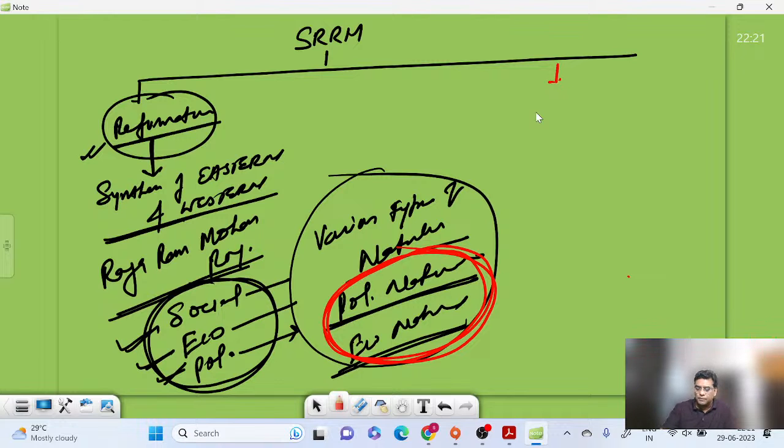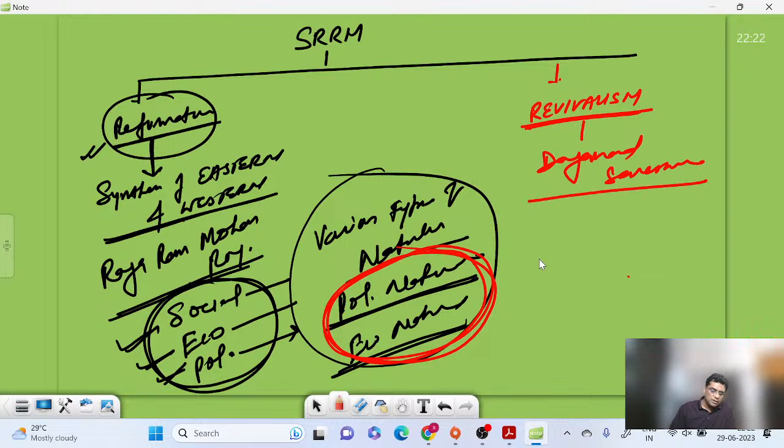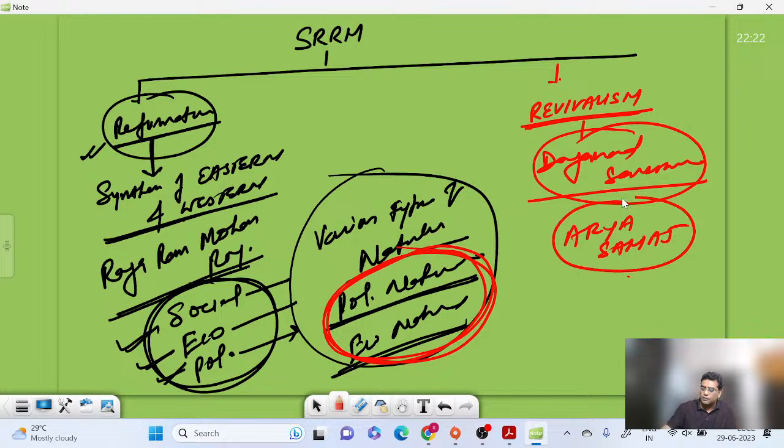Second was revivalism. You know, this trend was actually represented by Dayanand Saraswati. Dayanand Saraswati established Arya Samaj in 1875.